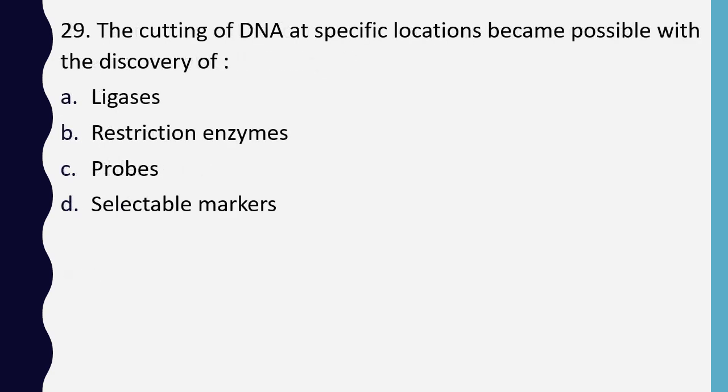Question number 29. The cutting of DNA at specific location became possible with the discovery of ligases, restriction enzymes, probes, selectable marker. The cutting of DNA at specific locations became possible with the discovery of. Correct answer is option B, restriction enzymes.